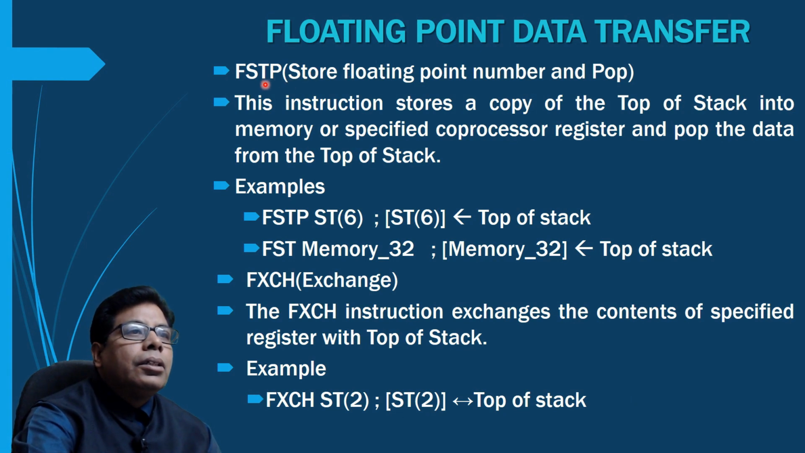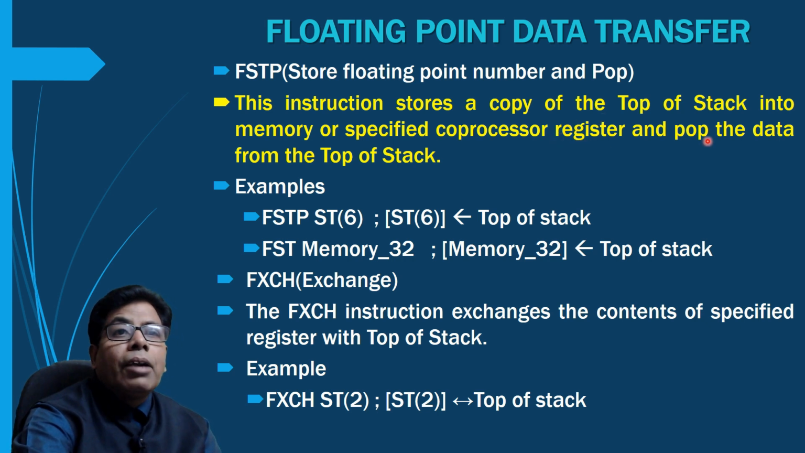The next instruction is FSTP, that is store floating point number and pop. This instruction stores a copy of the top of the stack into the memory or specified coprocessor register and pops the data from the top of the stack. So here the data will be taken from the top of the stack and transferred to the specified register. If you take the example FSTP ST6, that is register 6, the top of the stack is copied to ST6.